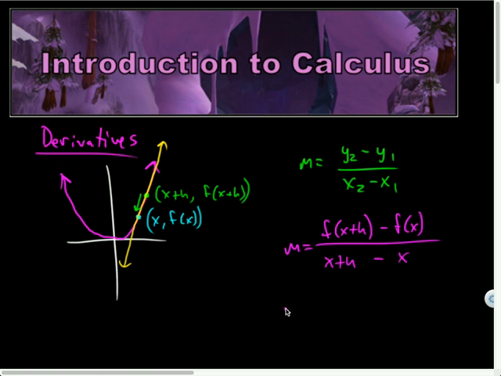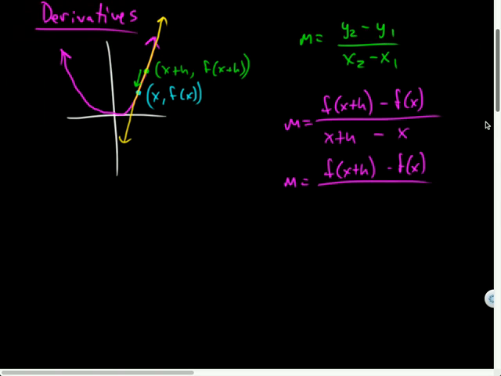Which I think simplifies a little bit. f of x plus h minus f of x. How does the denominator simplify there? h. x minus x is just canceled out. So this is the slope of a secant line.